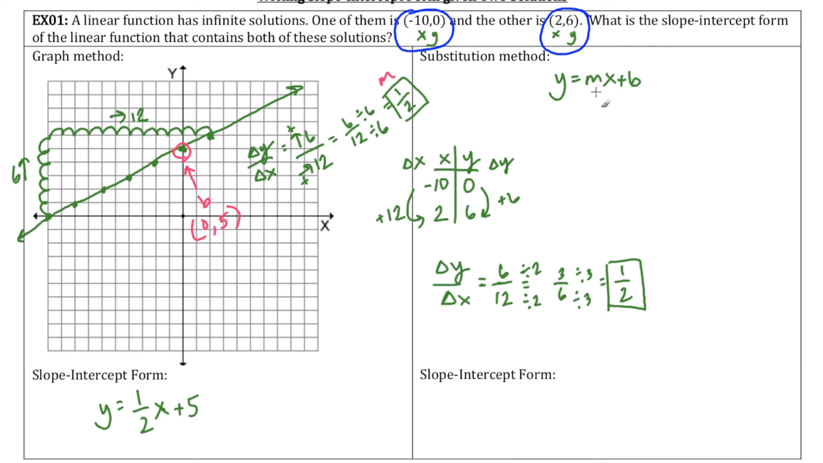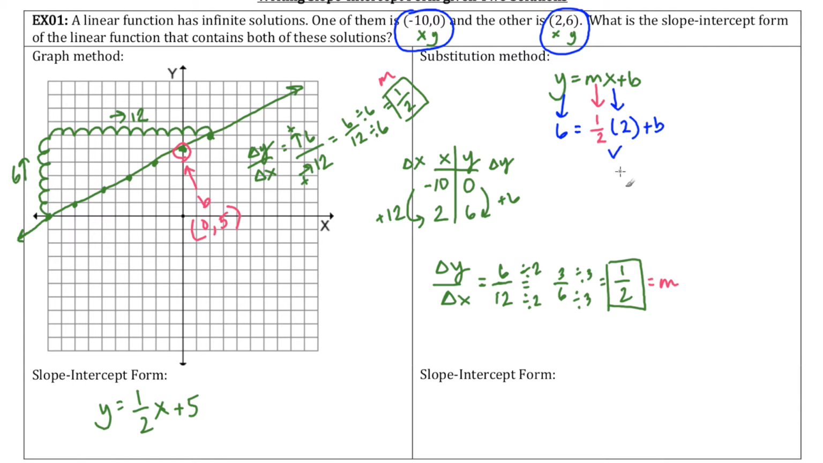So now we go to our slope-intercept form. The m is 1/2. We know that now. And we have an x. We can just put either one of these, negative 10 and 0 or 2 and 6. I like 2 and 6. It doesn't matter which one. I like 2. And then we don't know the y-intercept yet, so we have to leave it like that. And then the y is 6.